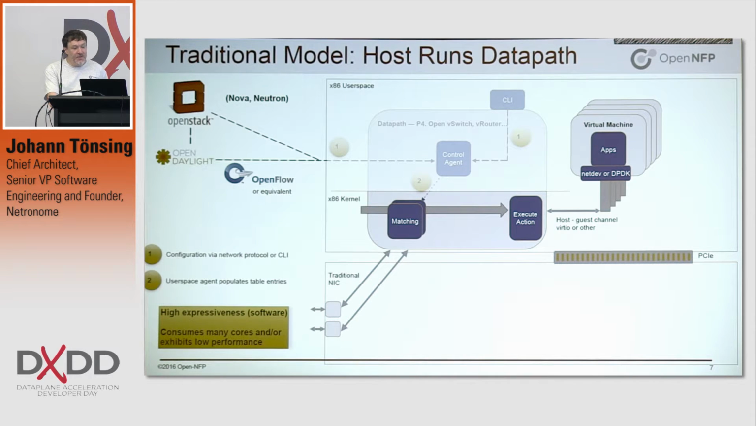So this gives us much higher expressiveness in the software, but it consumes cores. Alternatively, if you want to constrain the cores to a reasonable value, then you get quite low performance. So this is certainly very flexible, but for high-performance networking, this is not acceptable. And also for the environment, this isn't very good, because you have expensive, power-hungry cores doing the work here.